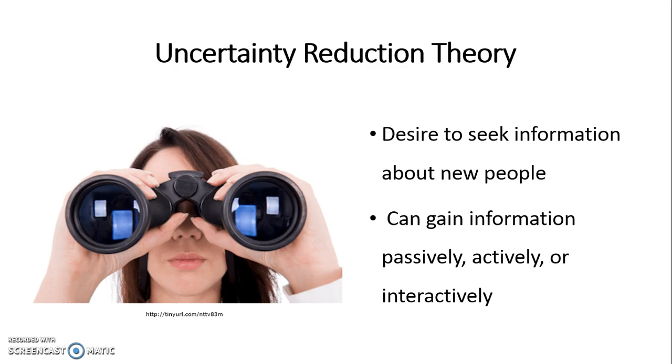So there are three different ways that you can gain information about new people in your life. It can be passive, where you just observe them. You never actually interact with them, or even anybody who knows them. Maybe you just look over and notice what they're wearing. Maybe listen to them.